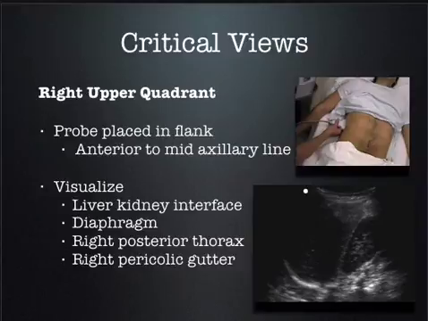So the first view you look for is the right upper quadrant view, or the Morrison's pouch view. And you're looking for the largest organ in the abdomen, which is the liver. Superior to the liver is, what is this structure?